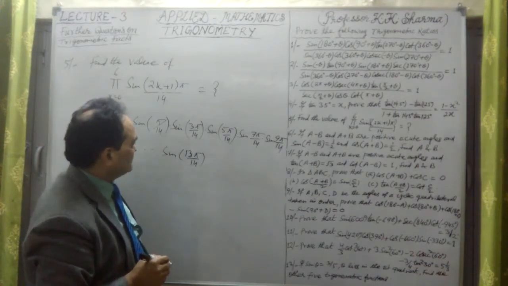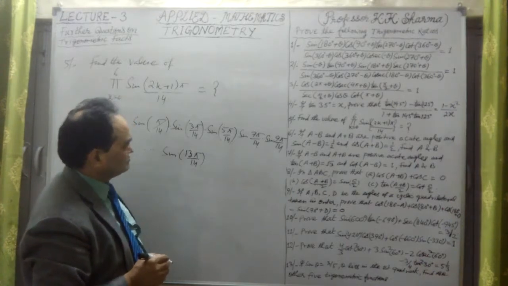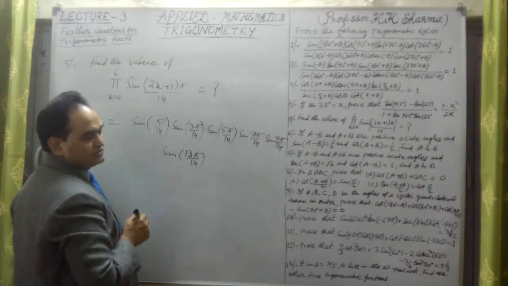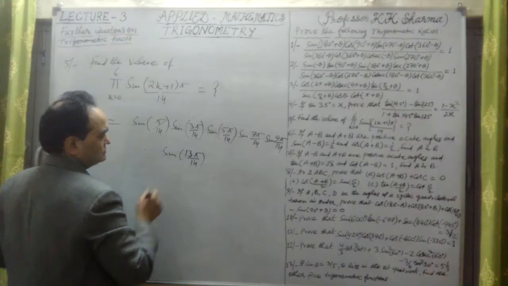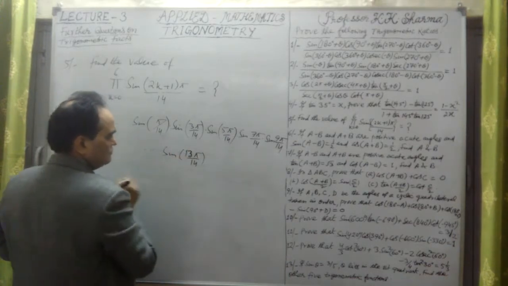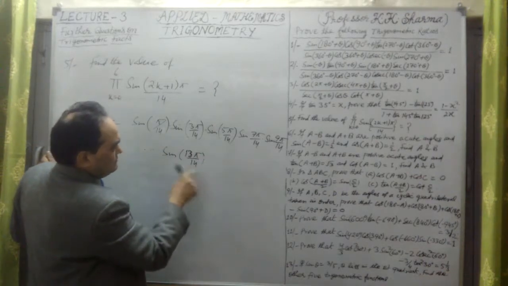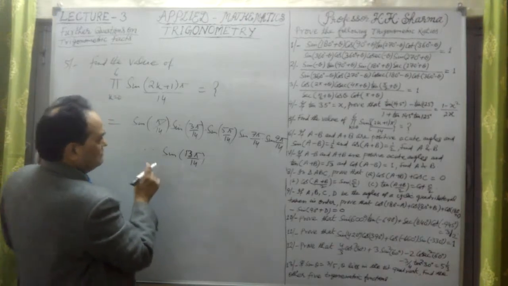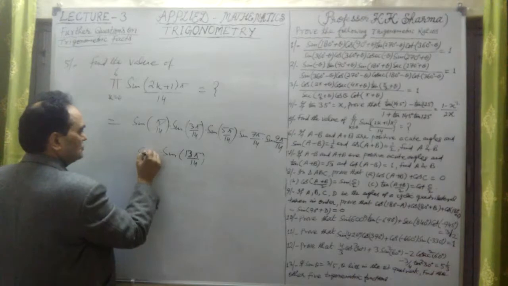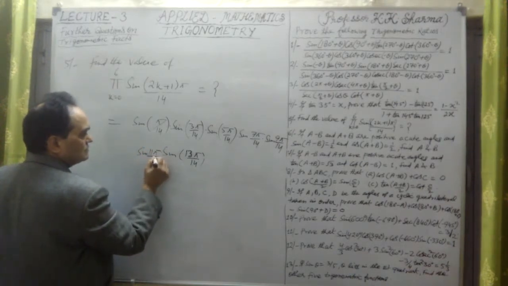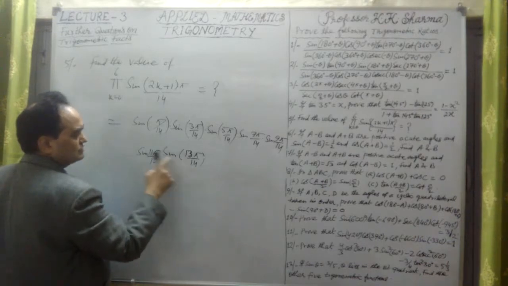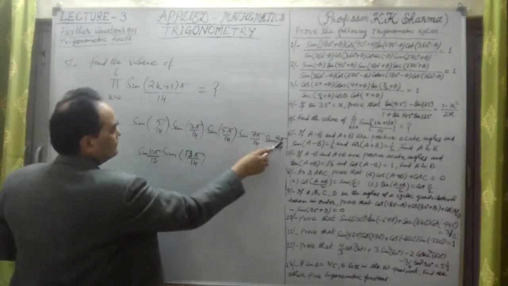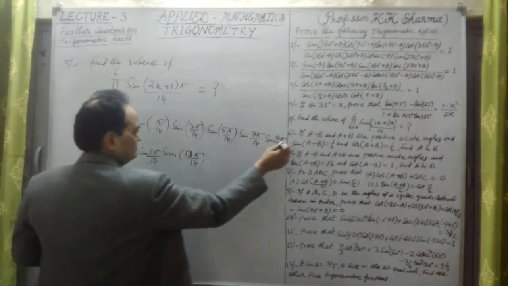Okay, so let me write what these values are. Some of them are just going to become, for example, if I write it as pi minus pi by 14, that is 13 pi by 14, this is the last one. And before that, let me write sine of 11 pi by 14. Before 13, it is 11 and 9. Up to 7 there are 1, 2, 3, 4, 5, 6, 7 values. These two values are there.